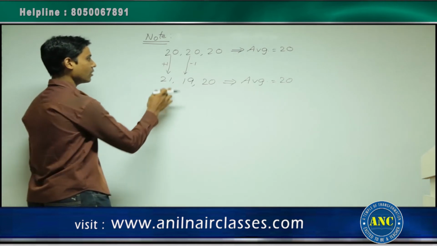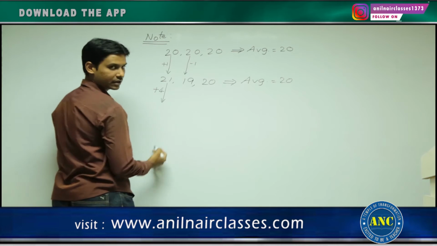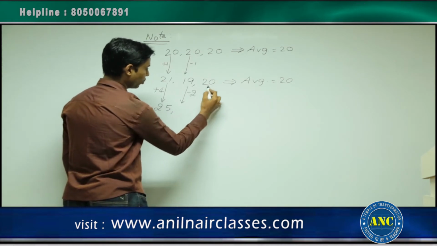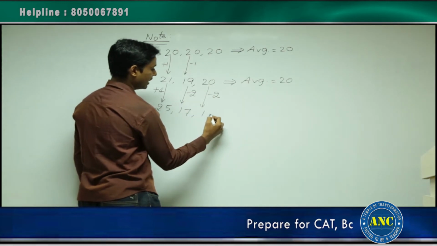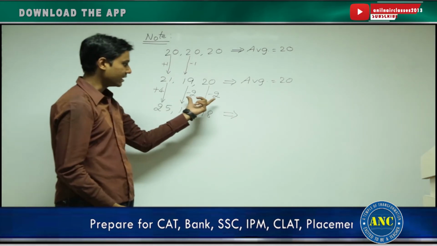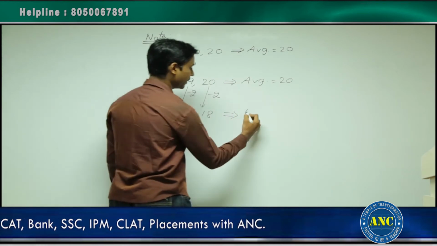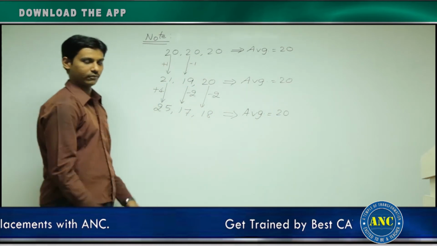Instead of increasing by 1, I am decreasing by 1. Now I will increase this by 4. It becomes 25. I will decrease this by 2, and again decrease this by 2. It becomes 17 and 18. There is an increase of 4, and there is a decrease of a total of 4. They both are nullified. Again the average for this particular series is 20 itself.